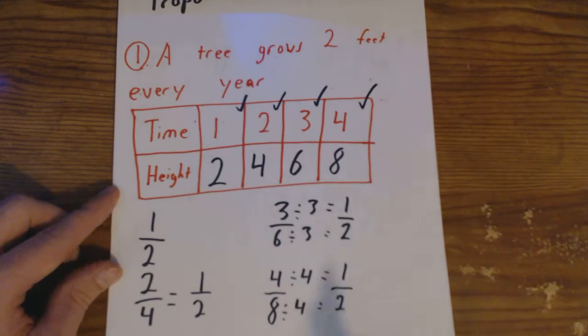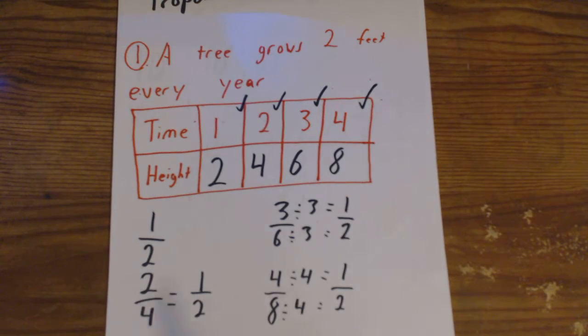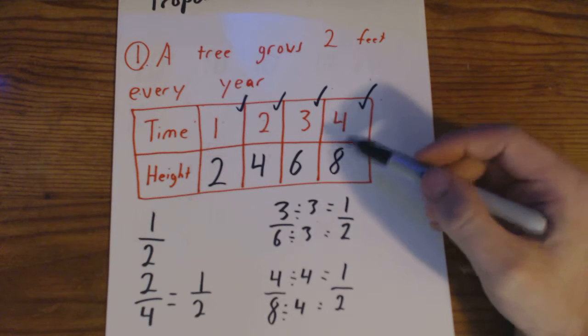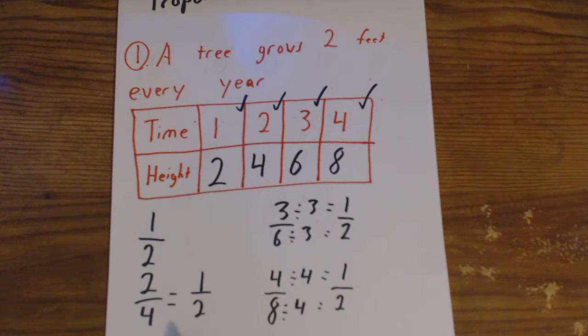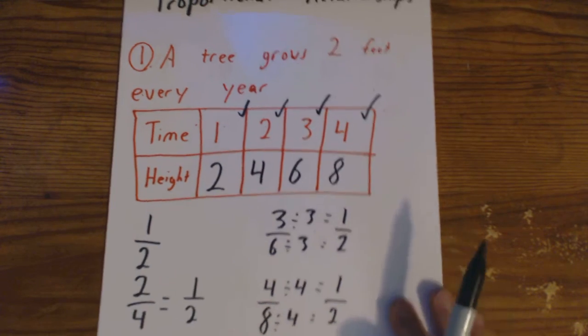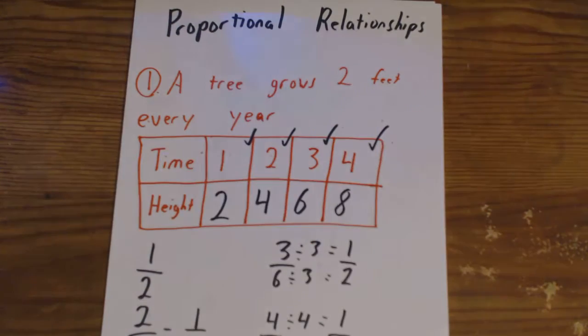Okay, these all corresponded. We just set the fractions up the same way. In this case, we always had time on top, height on the bottom, and we simplify them. They all simplify down to 1/2. This tells us that it is proportional. So let's look at another example.